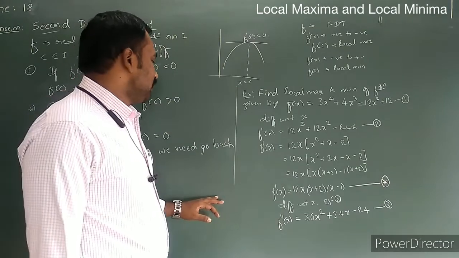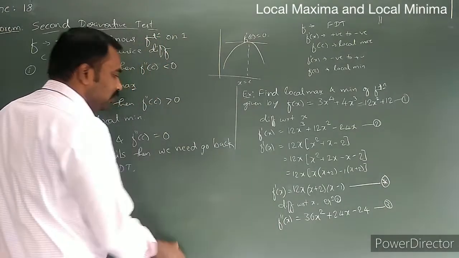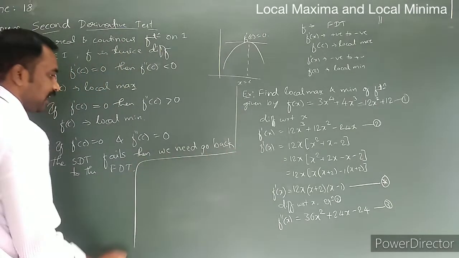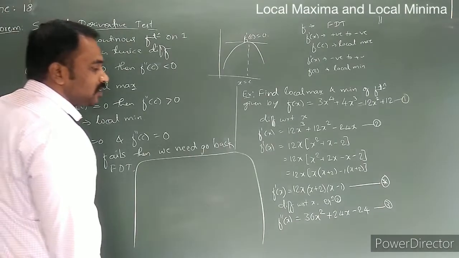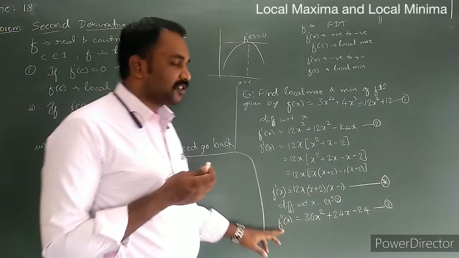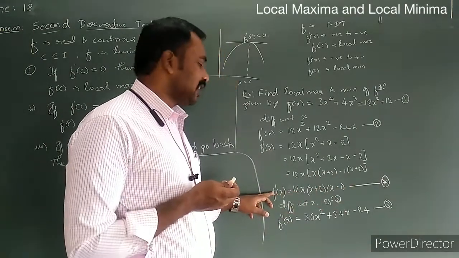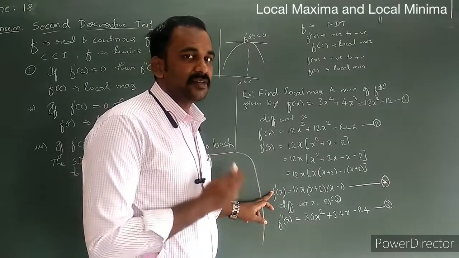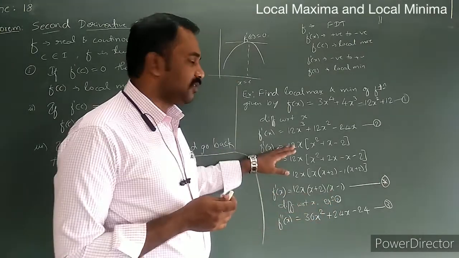Now what do we need to find? We have to find the local maximum and the local minimum values. So I continue the solution here. How to find the local maximum and minimum? Differentiation is over. Write the first derivative in factorized form. Why are we writing it in the factorized form? Because to find the critical points, it will be very easy to solve.